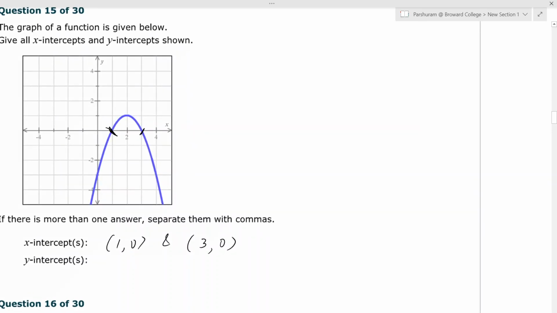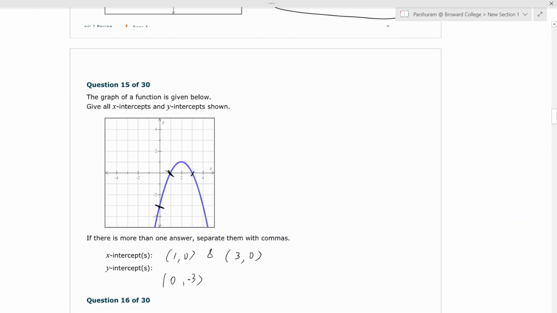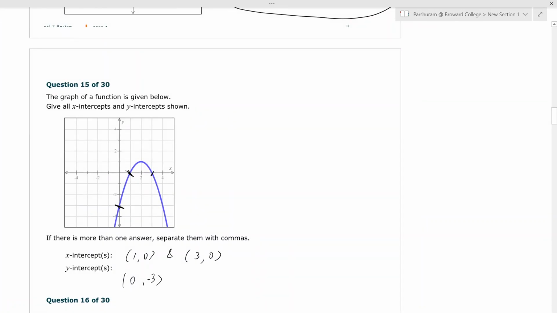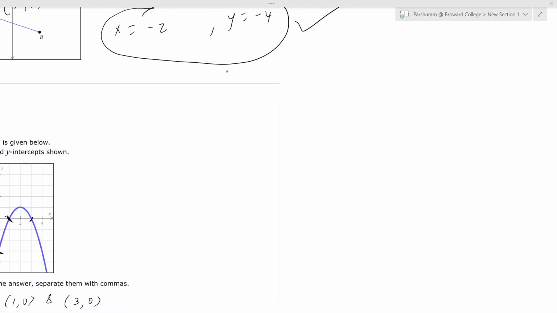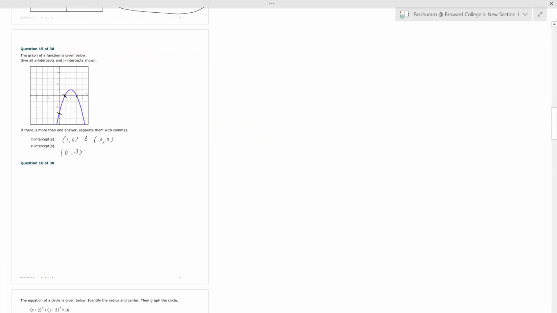Y-intercept means the point of intersection of the graph with the y-axis, which in this case is (0, 3). Sorry, it's (0, -3) because it's going down, so it's -3. And the x-intercepts are (1, 0) and (3, 0). These are the 2 points. Okay, so that's problem 15. So let's go to the next problem, problem 16.